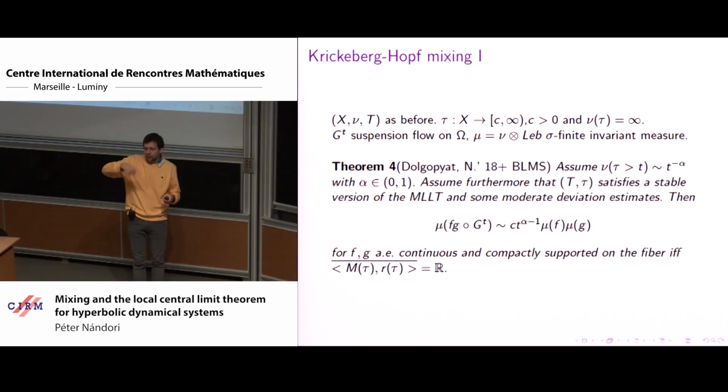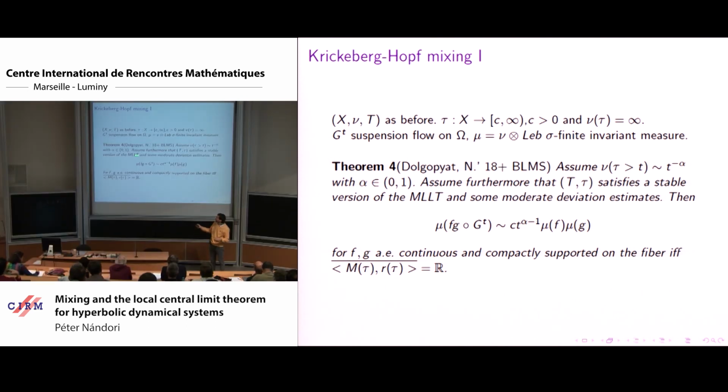You just want to count the number of times you return to the base before time t. Well, it's not going to be this thing, it's going to be something else, depending on your alpha. It will be something like a domain of attraction of an alpha stable law. But anyways, if you have an LLT for the base map, and you have a certain version of the moderate deviation estimates, then you can conclude LLT for the flow. Well, let's just do it for the simplest case, dimension 1 in the base, dimension 0 for the flow, so that will be mixing for the flow.